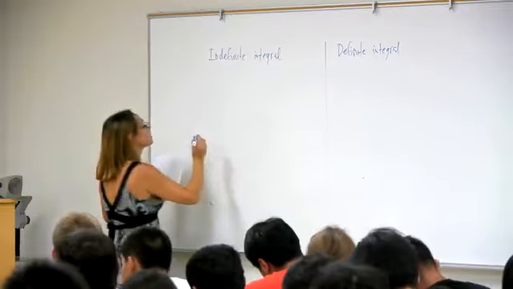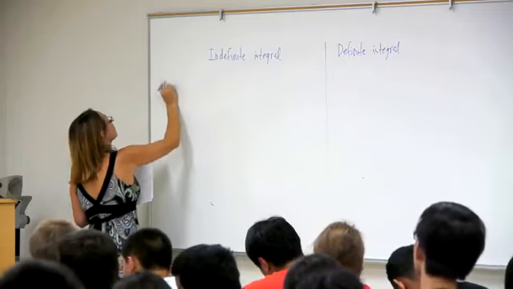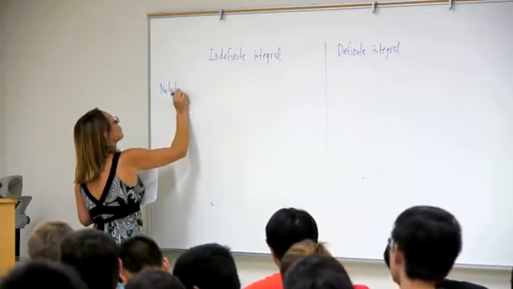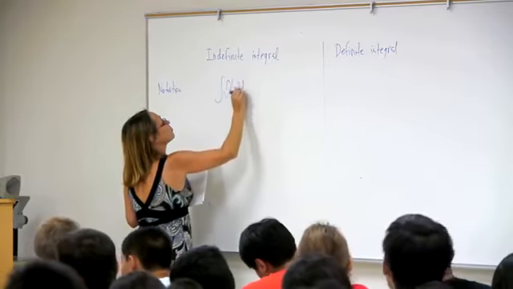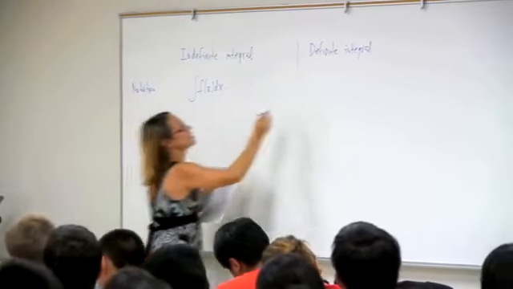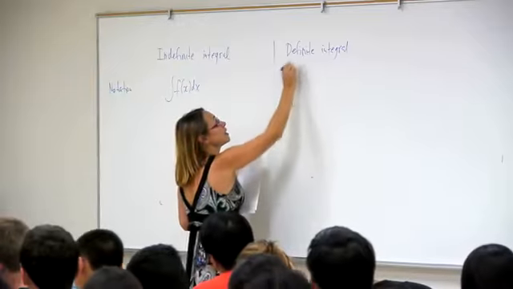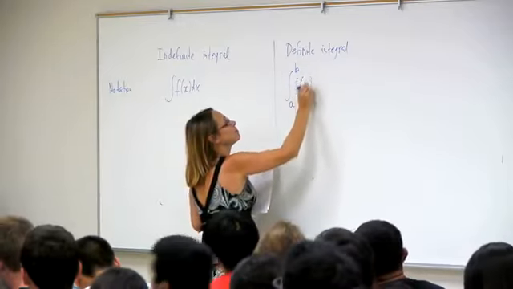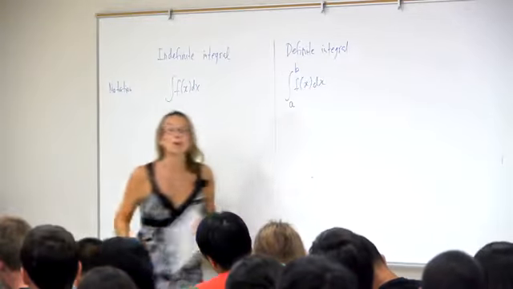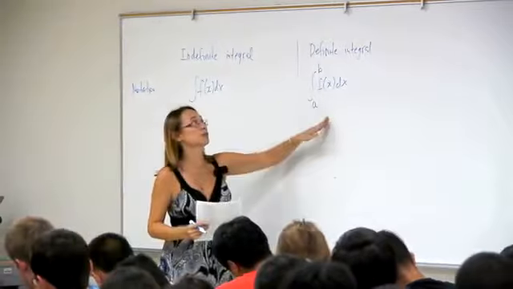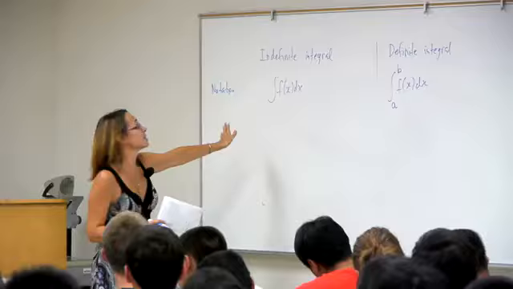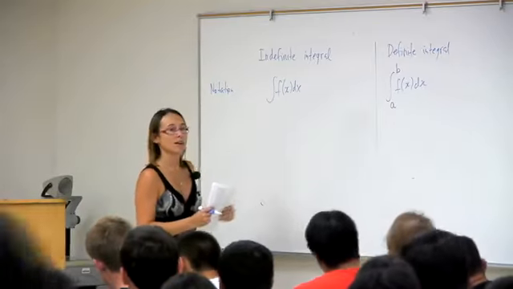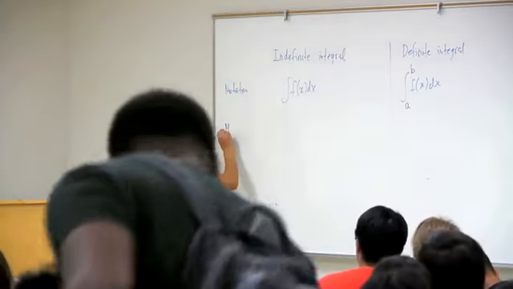So first, notation. Notation is almost the same. It's like this here, and here we have a, b. So this is how you can tell. If you see the limits of integration, that's a definite integral. If you don't see the limits of integration, that's an indefinite integral. And the meaning is completely different.